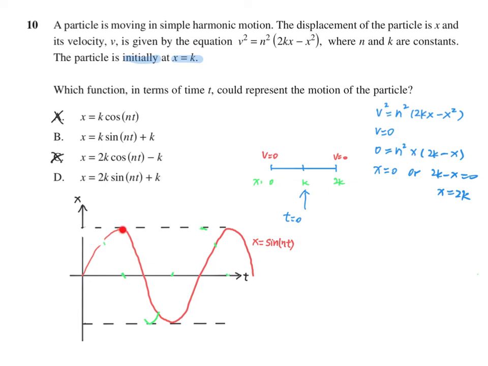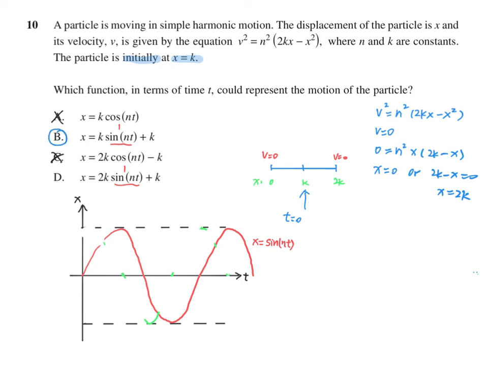Let's now take a look at the two extreme points, two far ends. When sine equals 1, the particle should be at 2k displacement, right? When sine equals 1, k plus k, the displacement equals 2k. But for option D, when sine equals 1, it should be 2k plus k. According to this displacement function, the particle, when sine equals 1, should be at 3k instead of 2k. So our displacement time function here should be option B.